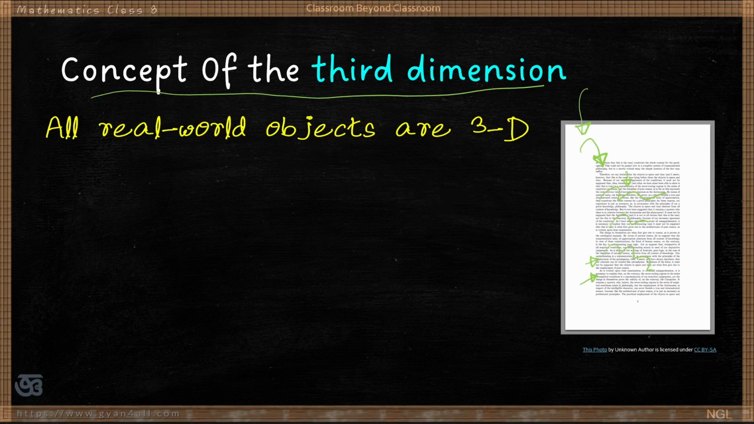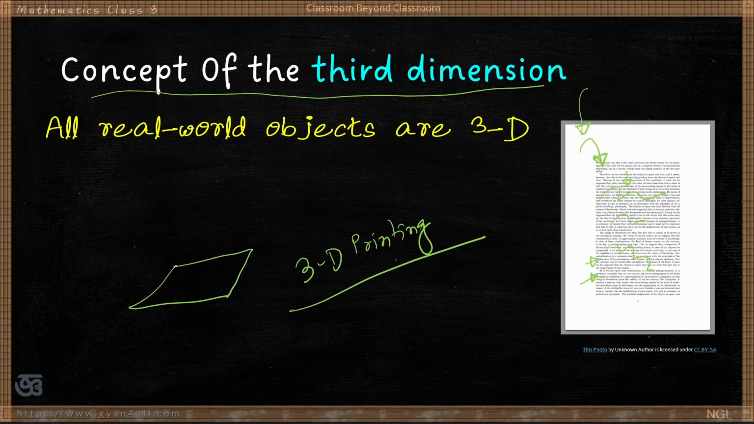There is a very clear example of a printout which is actually 3D, and that is called 3D printing. In 3D printing, the basic shape is taken and it is given some height by adding some material to this object based on the shape and size of the object.